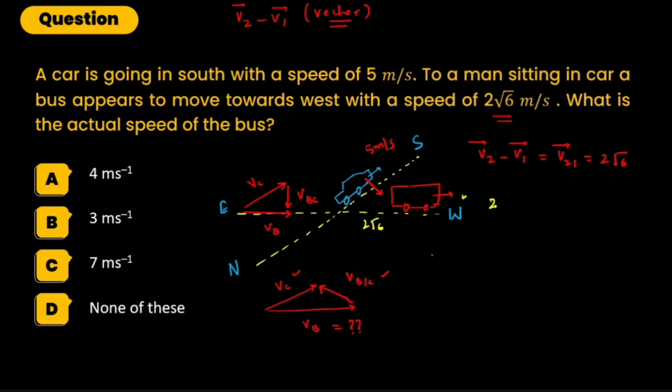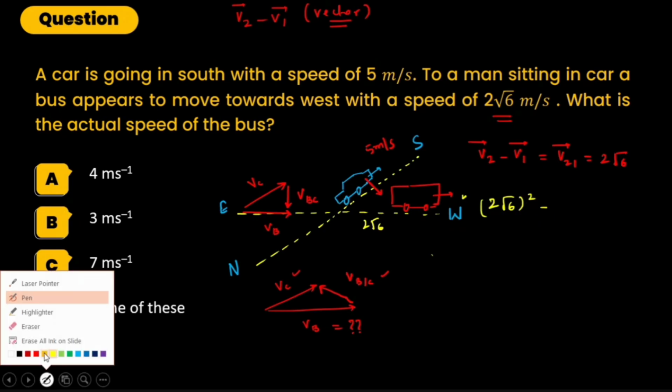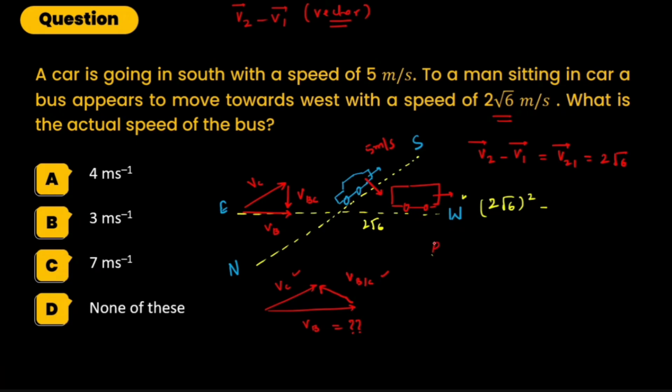So how do we solve it? It is going to be 2 root 6 square, minus, or even plus, 2 square 4 into 6, 26 plus 25. Yeah. So just try to memorize the relation of resolving resultant.